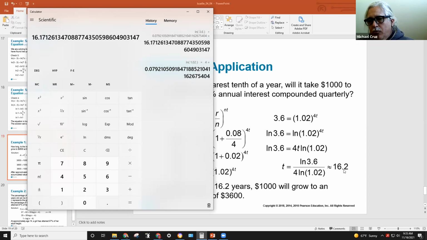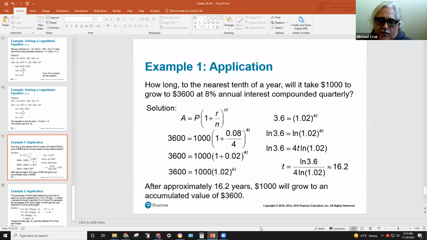16.17, which is 16.2. So it'll take a little over 16 years to get that $3,600 at 8% interest.